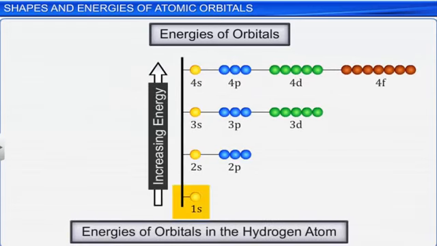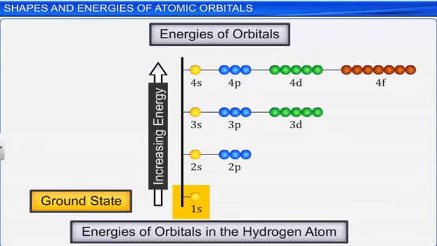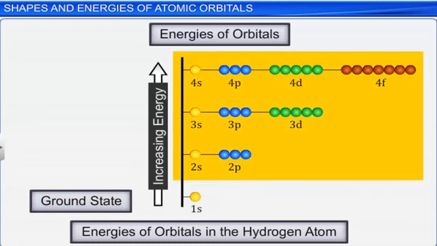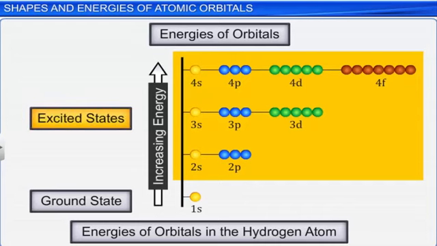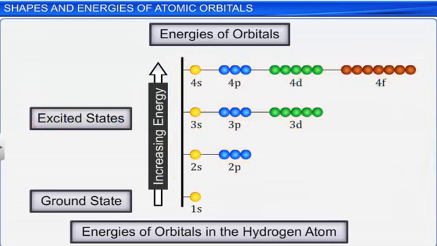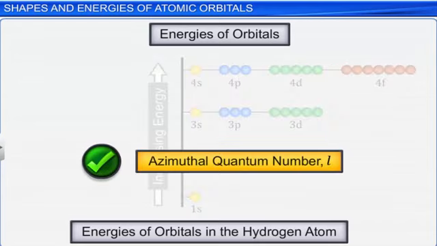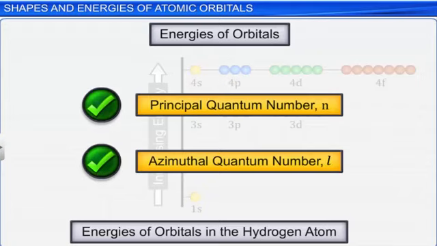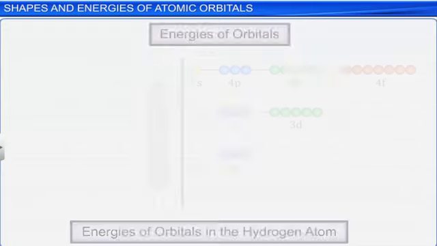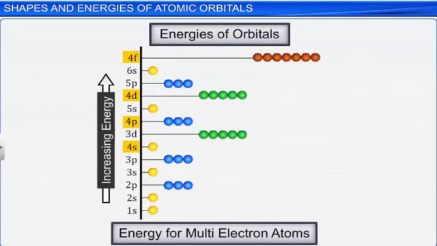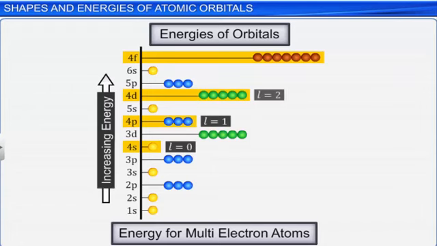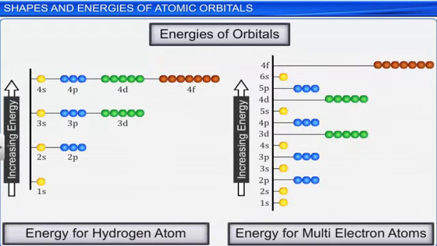1s in the hydrogen atom represents the most stable state for the sole electron and is called the ground state. The energy states with n greater than 1 represent the excited states for the electron in the hydrogen atom. Unlike the single electron species, the energy of an electron in a multi-electron atom depends on azimuthal quantum number, also in addition to principal quantum number. This essentially means that for a given value of n, the orbitals s, p, d, f possess different energies for different azimuthal quantum numbers. Let us look at the energy level diagrams for hydrogen atom and multi-electron atom, which depict the arrangement of various orbitals.